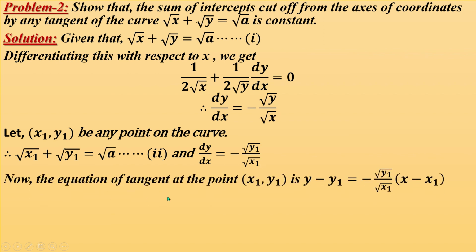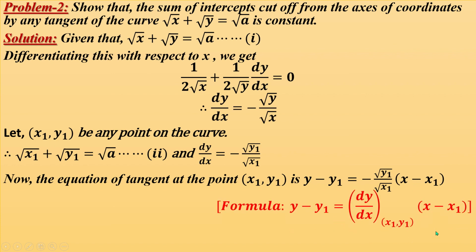Therefore, the equation of the tangent at the point (x1, y1) is y minus y1 equals minus square root of y1 by square root of x1, the derivative of y with respect to x at the point (x1, y1), into (x minus x1). This formula is used here. Clear?